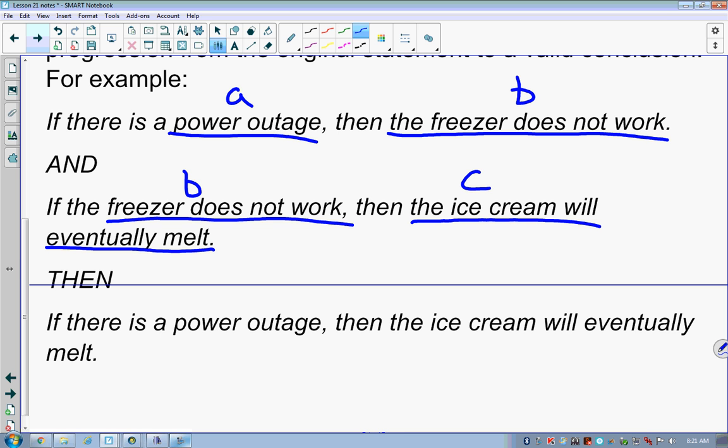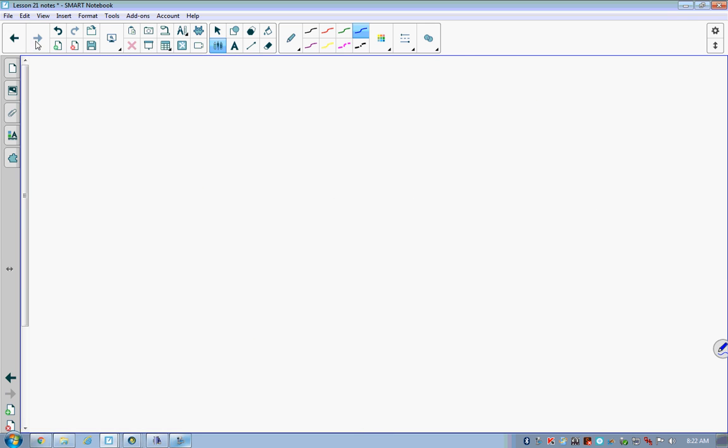What are we going to call that? C. Okay, so we basically said if A, then B. If B, then C. Then power outage is A, ice cream will melt, which is C. Okay? If A equals B and B equals C, then A will equal C. That shouldn't be too hard, but you do need to know the difference between detachment and syllogism. Those are two words that you might be unfamiliar with. Okay, so the important part in your notes is understanding the difference between detachment and syllogism.